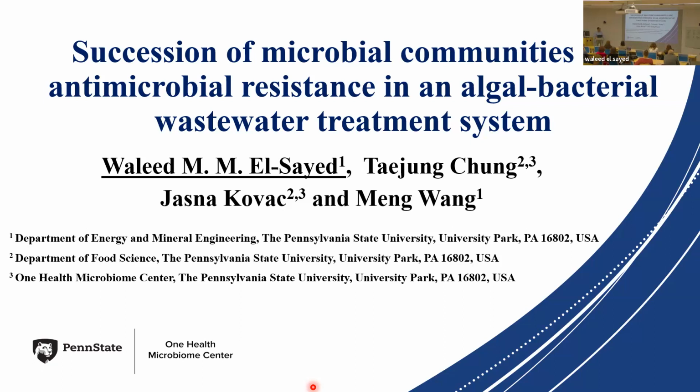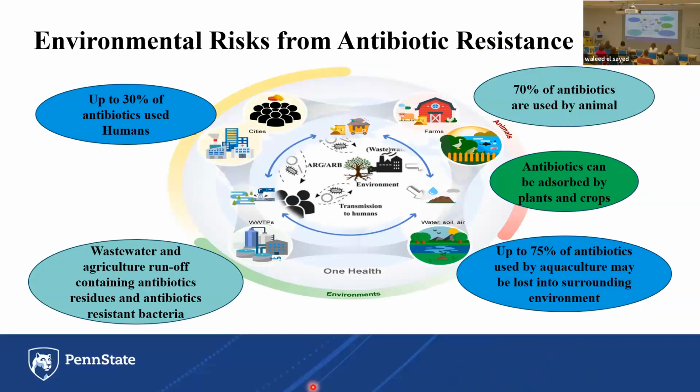So today I will start. Our topic today is succession of microbial community and antimicrobial resistance in algal-bacterial wastewater treatment systems. Antibiotic resistance is a global public health issue, and understanding it is critical due to its significant impact on the environment. The increasing antibiotics in the environment are harmful since they affect the community and the different kinds of microorganisms by transferring antibiotic resistance genes from antibiotic-resistant bacteria to antibiotic-sensitive microorganisms. Environmental antibiotic resistance needs urgent mitigation and improved wastewater treatment plants. It's very important to overcome this issue and protect our environment.